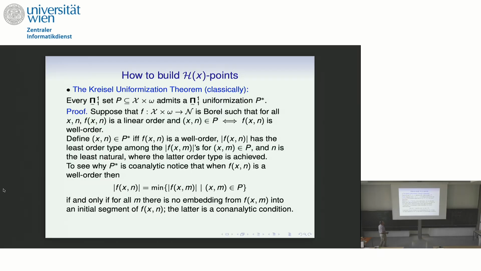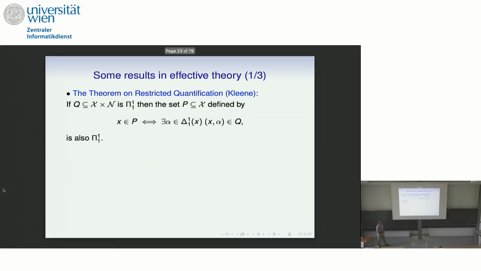So the last condition is actually coanalytic. I can rephrase this second condition in a coanalytic way, and I can do the same for the third condition with a similar argument. So after all, this P star is actually coanalytic. So it's a pretty basic idea here. How to prove uniformization: no Kondo theorem, nothing. Just some basic tools, playing with the well orders.